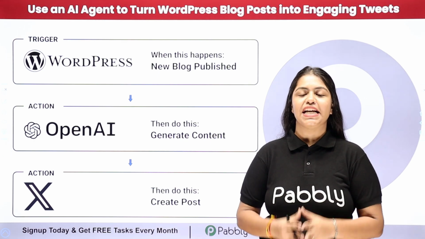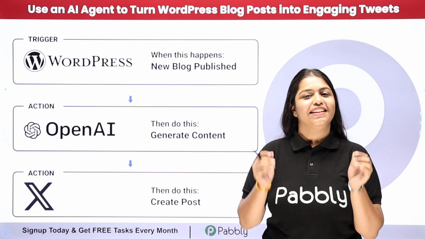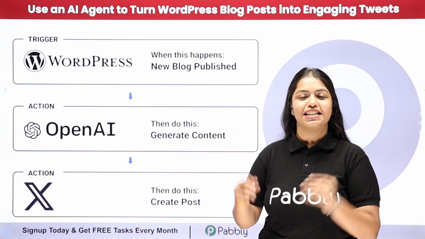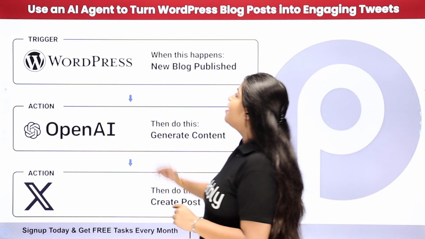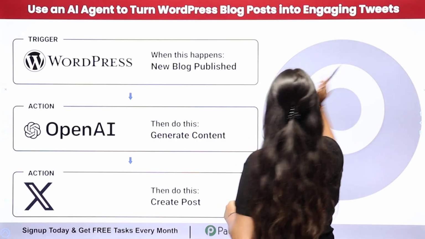So do you also want to create engaging tweets using the blogs you post on your WordPress account? Then this video is definitely for you. Hello all, welcome back to Pabbly Connect, and in this video we are going to understand how to use an AI agent to turn WordPress blog posts into engaging tweets.